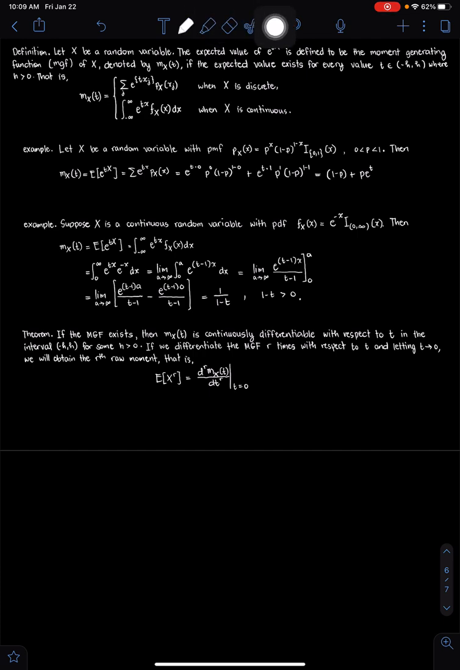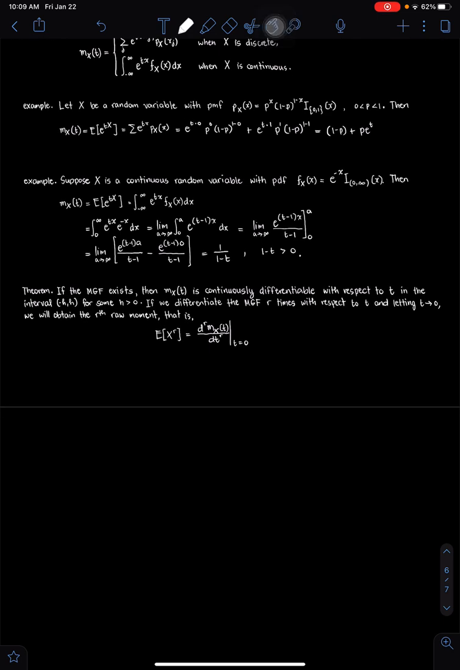Okay, so for example, for the random variable x in the second example, let me just rewrite the density. It's e to the minus x times the indicator of 0 to infinity of x. The mgf is equal to 1 over 1 minus t, and we can just write this as (1 minus t) raised to negative 1.